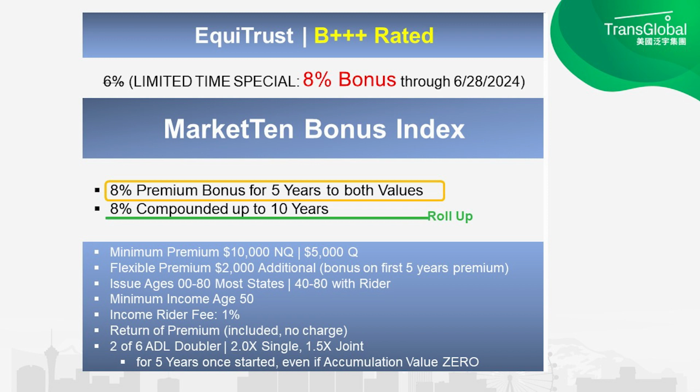It gives very, very high income. And it has a lot of flexible features, which is return of premium. You can get your premium back without any loss. Also, you have 2 of the 6 ADL. And this is the only company, 2 of the 6 ADL, one start, it gives 5 years, even if your accumulation value becomes zero. Almost no company does that, okay? And its income is very, very high. Let's see the next page.